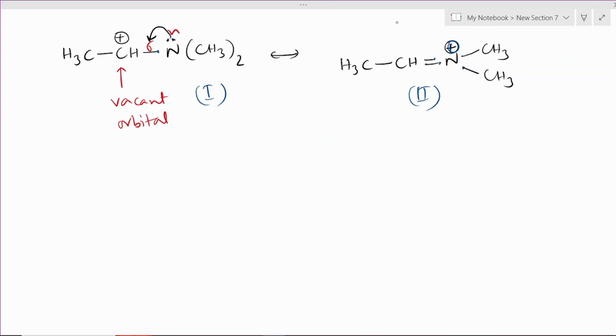Now between 1 and 2, which one is more stable and contributes more towards the resonance hybrid? You will say that in 2, the positive charge resides on the more electronegative nitrogen atom, so 2 will be less stable. But in this case, octet fulfillment is given greater priority.